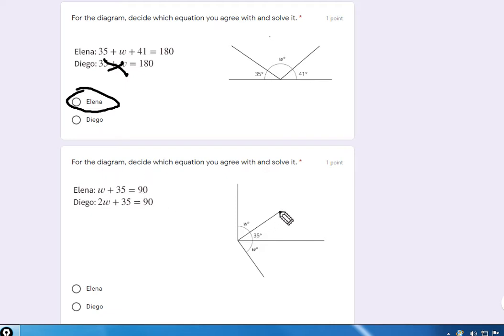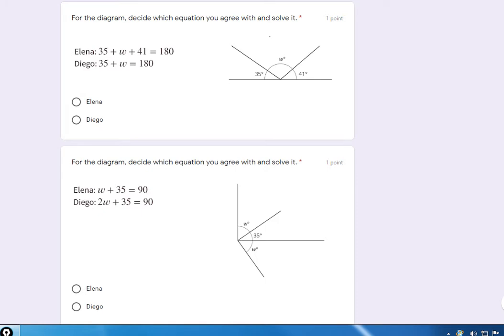It's saying that this angle here is 90. Okay, and let's see. W plus 35 equals 90. I would agree with that. And 2W plus 35 is 90? No, because that would mean this entire angle is 90 degrees, and that's not a 90 degree angle. Definitely the way I drew it, it's not a 90 degree angle. So that one's not right, and Lena would be the one that would be correct.